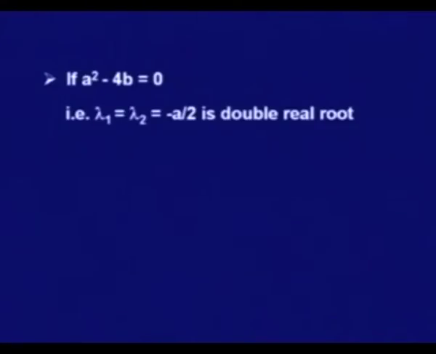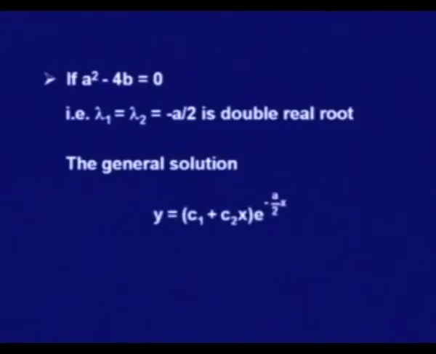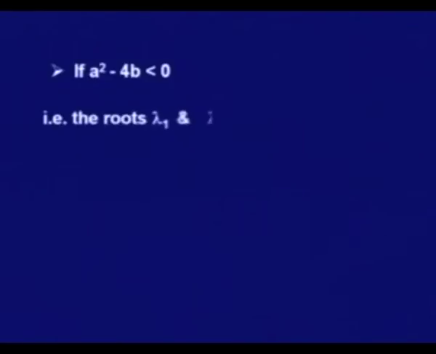In this case, the two solutions we get are e to the power minus a by 2 x and x times e to the power minus a by 2 x. In short, the general solution will be of the form (c1 plus c2 x) times e to the power minus a by 2 x, where a is of course the coefficient of y dash in the given differential equation.